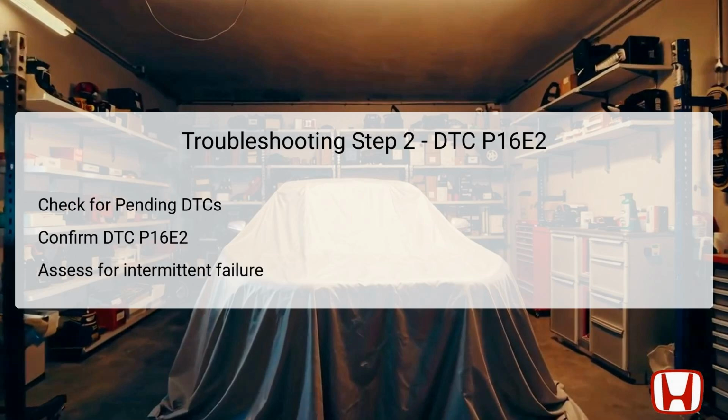In the second troubleshooting step, the focus is on checking for any pending DTCs alongside the confirmed DTCs using the HDS. If DTC P16E2 is indicated, it confirms that the issue has been duplicated successfully, allowing the technician to proceed to the next step. If P16E2 is not present, it may indicate an intermittent failure in the system, suggesting that the communication error is not constant.